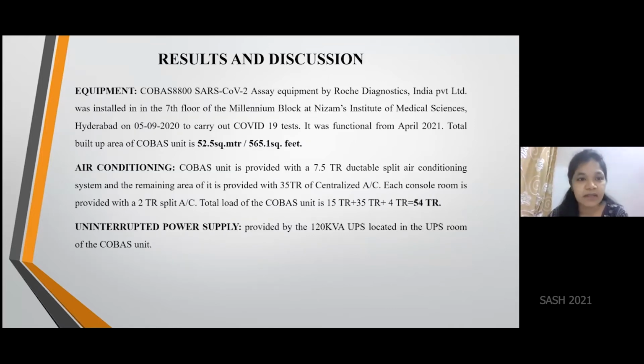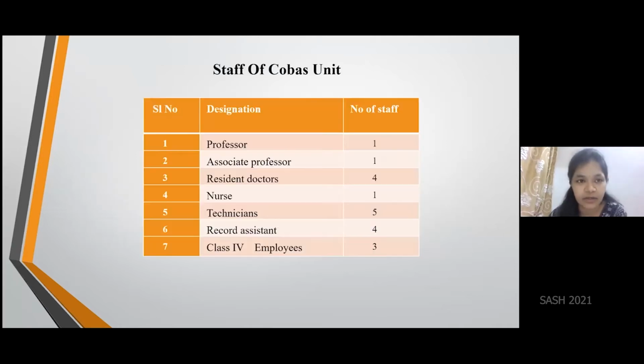This equipment was installed on the 7th floor of the Millennium Block at NIMS on 5th September 2020, but it was functional from April 2021. The built-up area is around 52.5 square meters, and it is provided with a 7.5 ton of refrigeration ductable AC, and the total load on the Cobas unit comes out to be 54 ton of refrigeration. The equipment is provided with an uninterrupted power supply of 120 kVA UPS located in the UPS room, which is adjacent to the Cobas unit.